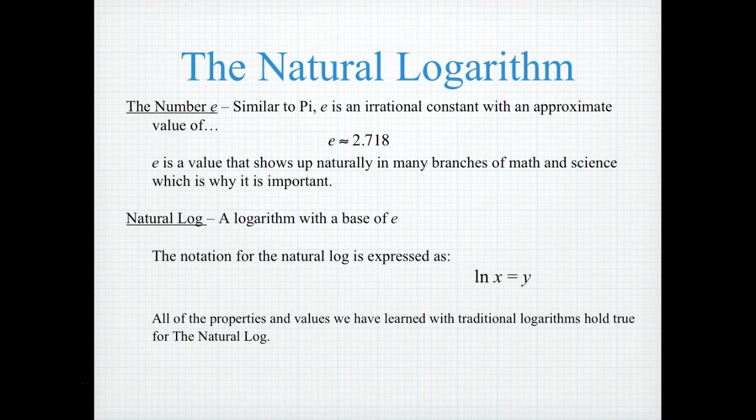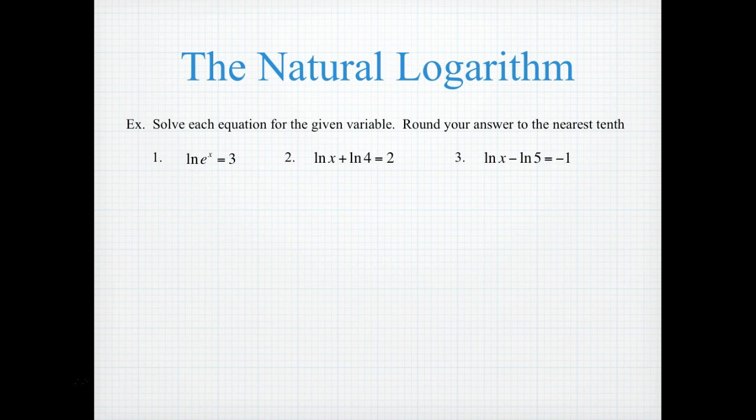All of the properties and values we've learned with traditional logarithms also hold true for the natural log. So here we're going to solve each equation for the given variable, and we're going to round our answer to the nearest tenth. In the first example, we have the natural log of e to the x is equal to 3. So here we're going to use the power property of logarithms.